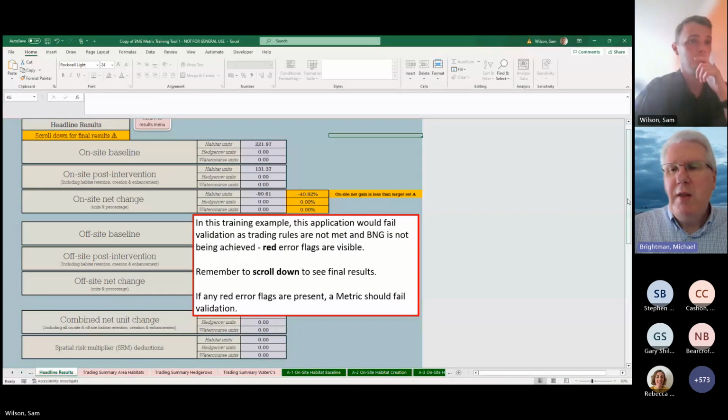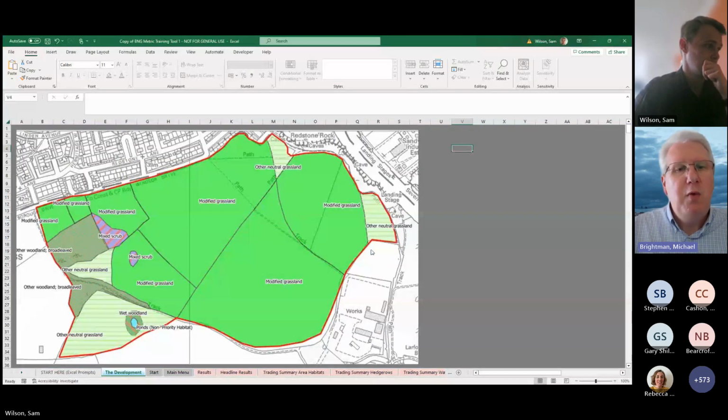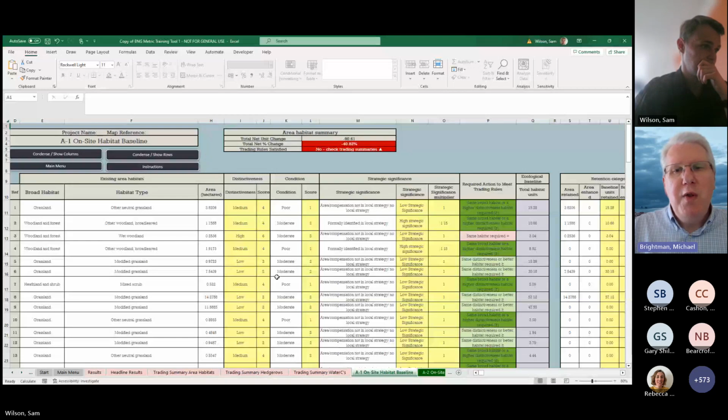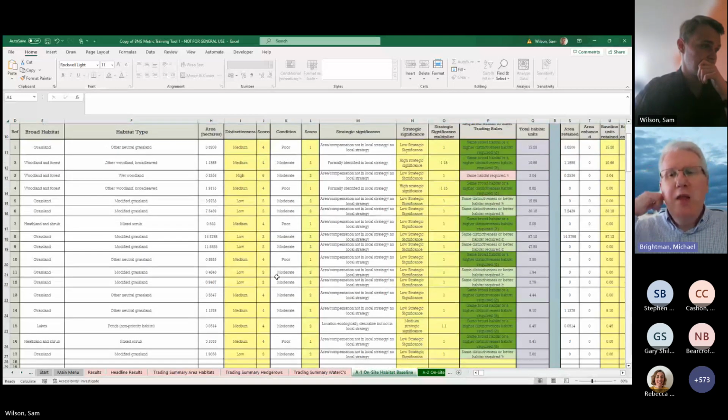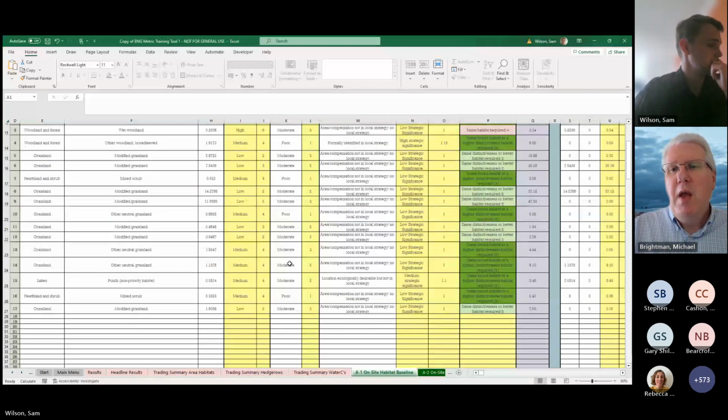I'll show you now what that baseline looks like. Remember, we had the map that I showed you that we've got here on this metric as a reminder. On a normal metric, you wouldn't have this tab and the site show up, but on this metric that we've created for training purposes, it's here just to show you what the baseline looks like. So from this, we would either, from the main menu, click on habitat baseline area, or on this one, which we would do there now, A1, or we could go from the tabs along the bottom. And you'll see here that these habitat parcels have already been entered in. There's 17 of them, and the ones that I've described previously.